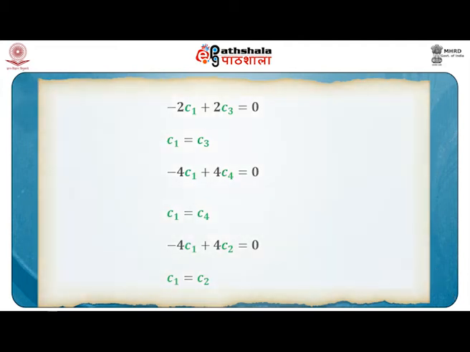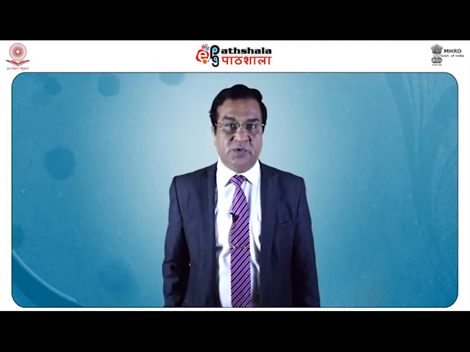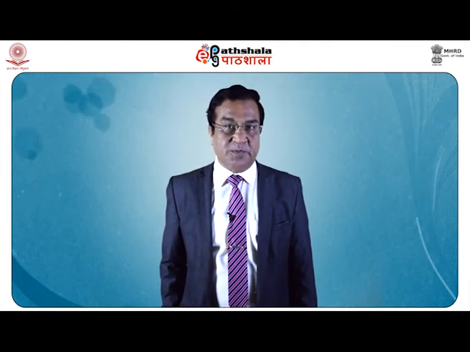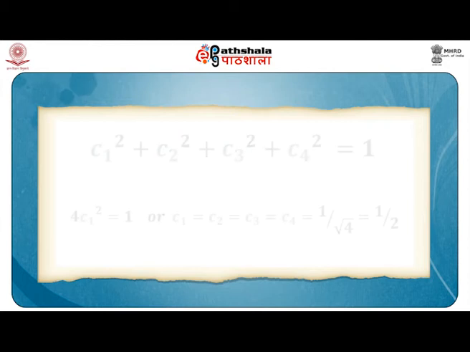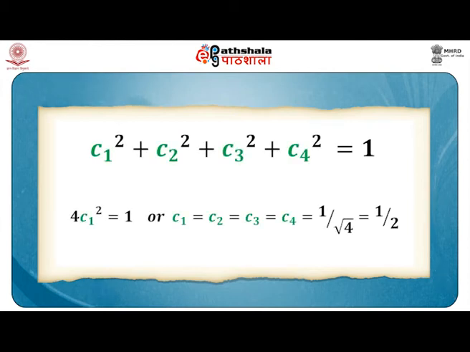That's a very important conclusion. But we also know that because of the normalization condition, the sum of the squares of the coefficients is always equal to unity. Therefore, we also have C1 squared plus C2 squared plus C3 squared plus C4 squared equal to 1. And since each of these coefficients is equal, we get from here that each coefficient comes out to be equal to 1 upon 2.